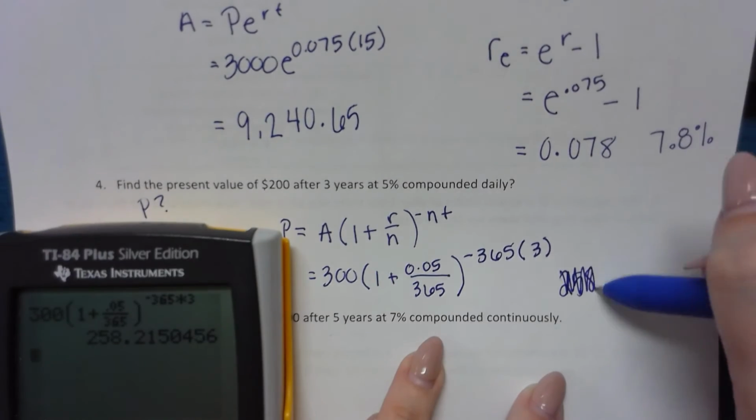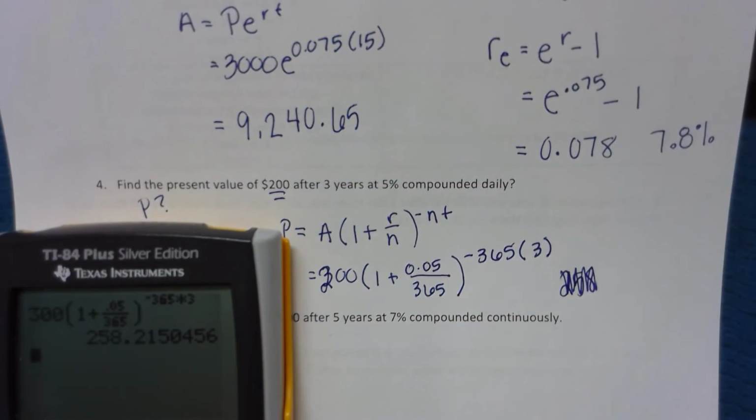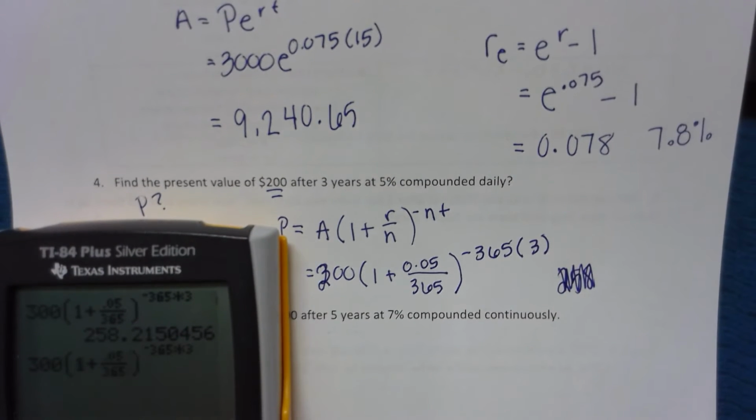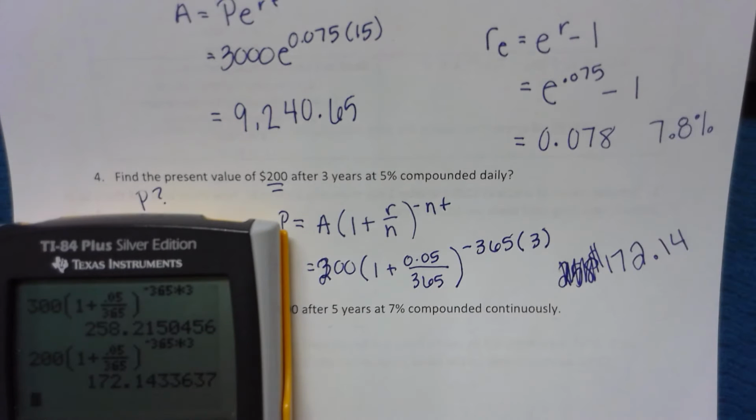Okay, wait, I messed up. We only wanted 200. I don't know where I got 300 from. Let me fix this. Sorry, guys. There we go. 172.14.